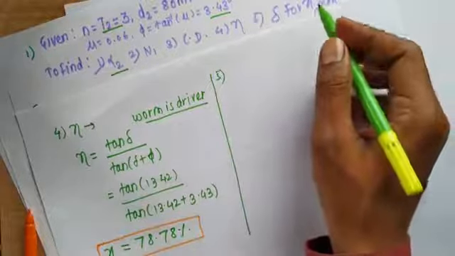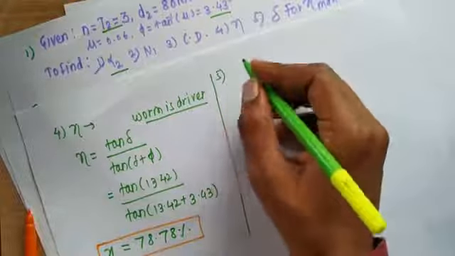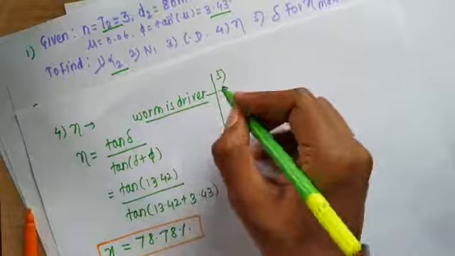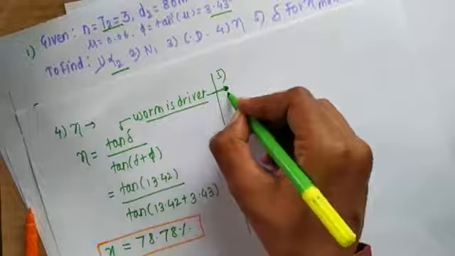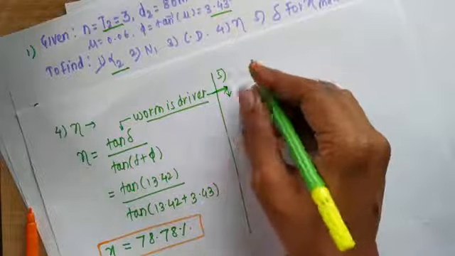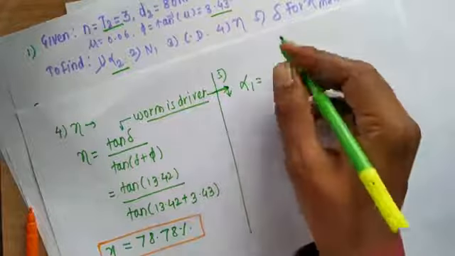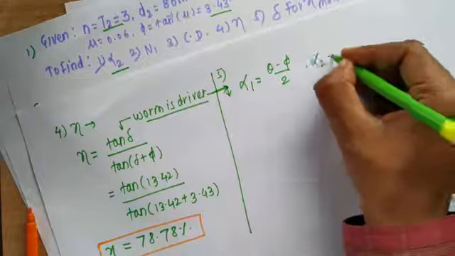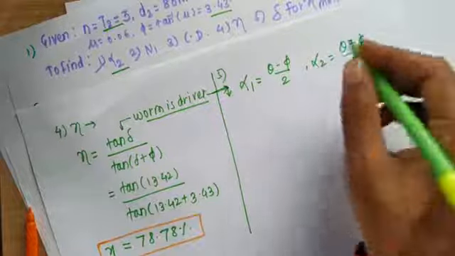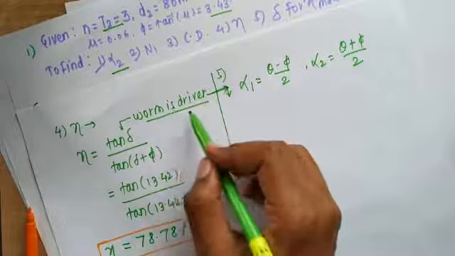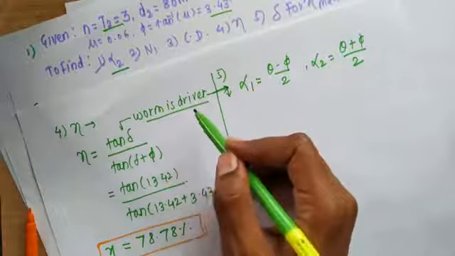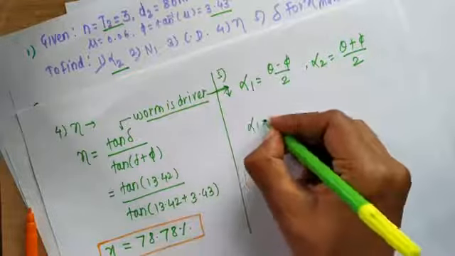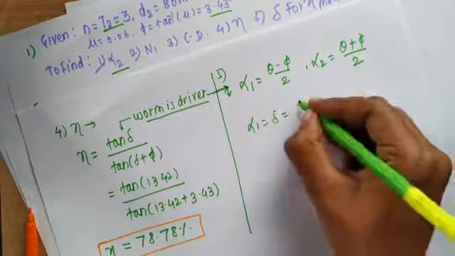Now next one is delta for maximum efficiency. In the theory we discussed conditions for maximum efficiency, and based on the same assumption, if worm is driver, we know for maximum efficiency we can write alpha 1 is equal to theta minus phi by 2, and alpha 2 is equal to theta plus phi upon 2. Remember this, it is based on the assumption that worm is driver, and as we need to find delta, delta is nothing but alpha 1. So alpha 1 is equal to delta, which is equal to theta minus phi by 2.